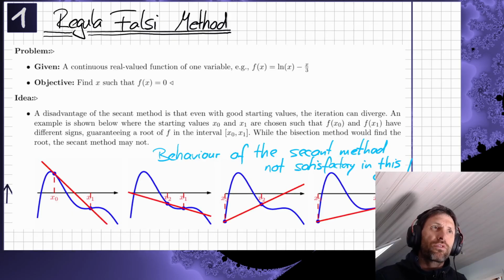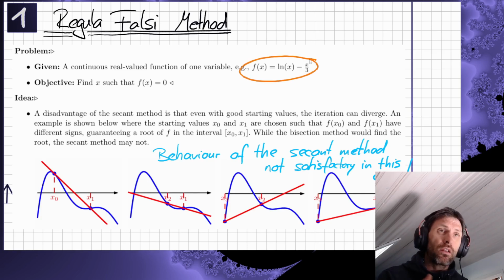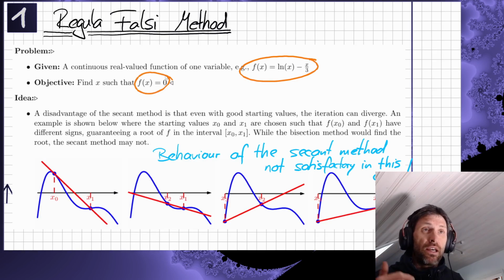Let's talk about the Regula Falsi method, which is a mixture of the secant method and the bisection method. What is the problem? We have a function and we are looking for the roots of that function. And the idea is the following.